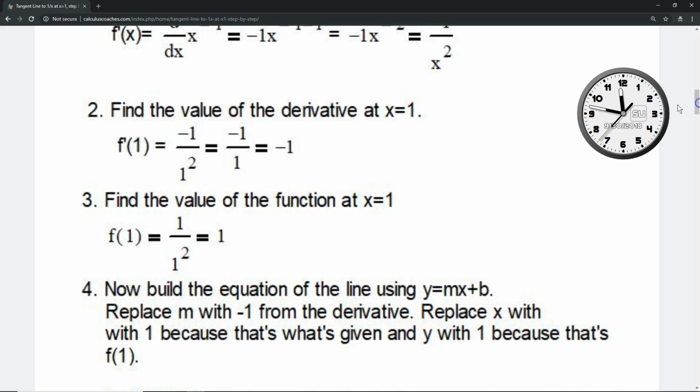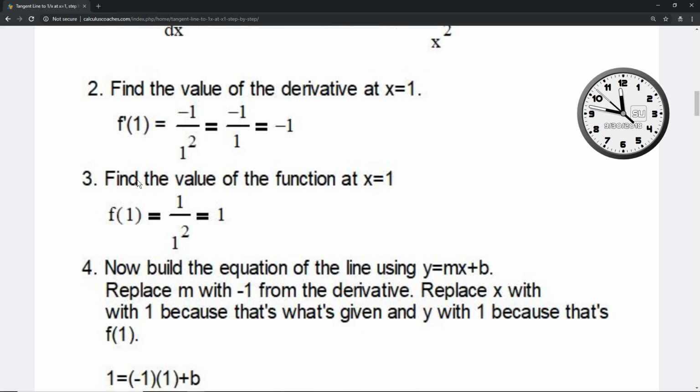Next stage, take a look. Then you find the value of the derivative at x equals 1. So you write f prime of 1 equals negative 1 over 1 squared. 1 squared is 1. Negative 1 divided by 1 is negative 1. After that, you have to find the value of the function at x equals 1. So you do that by doing f of 1. You plug 1 into the function. In other words, that gives you 1 over 1, which is equal to 1.